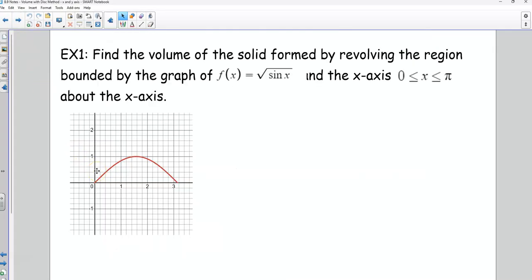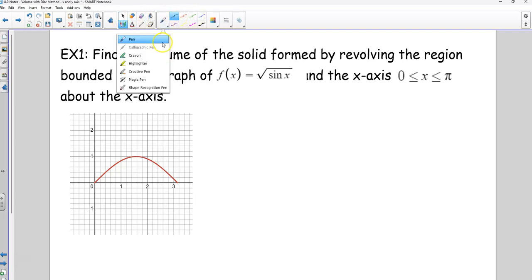Okay, we've got to find the volume of the solid formed by revolving the region bounded by the graph of f of x equals sine x and the x-axis from 0 to pi about the x-axis. So first of all, we're thinking about what our region is. So let me get my highlighter so I can highlight this part here. It is just the region bounded by the graph of sine of x and the x-axis from 0 to pi. So we're looking at this region right here.